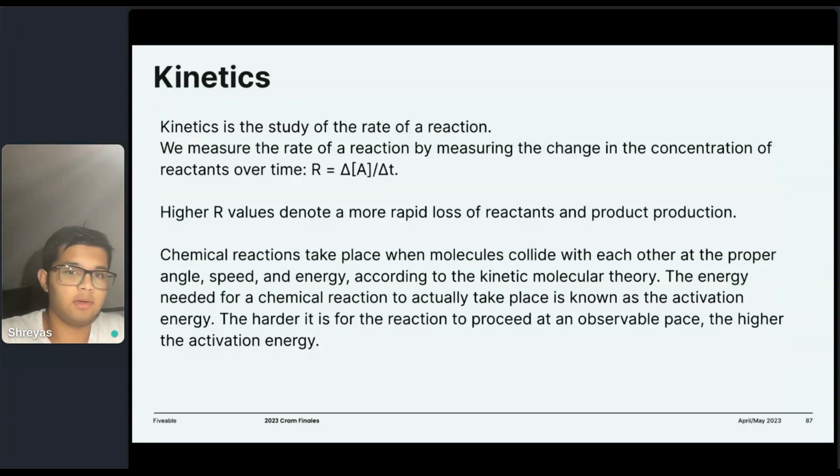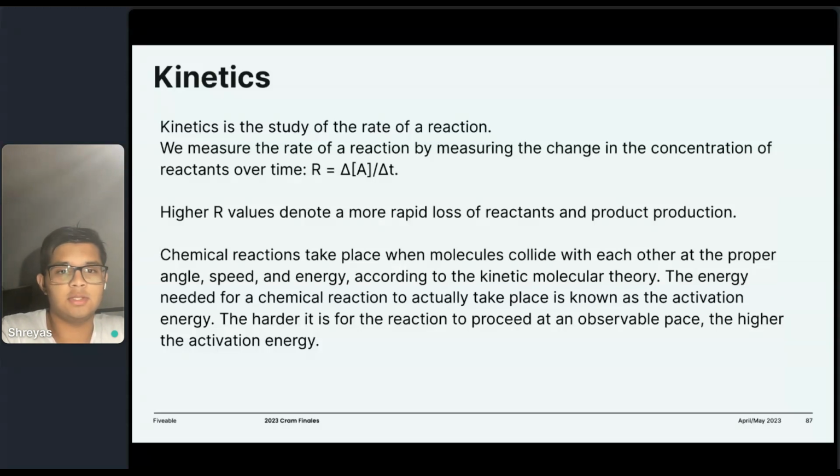Chemical reactions will take place when molecules collide with each other at the proper angle, speed, and energy. That's according to the kinetic molecular theory, which you need to know, because chemical reactions only occur when molecules collide at a certain angle, speed, and energy. The energy needed to cause a chemical reaction is called the activation energy.